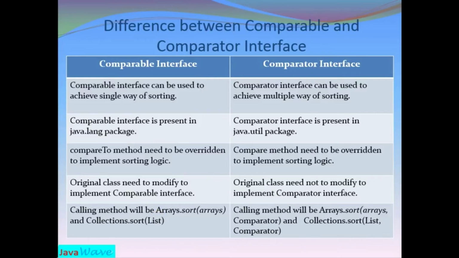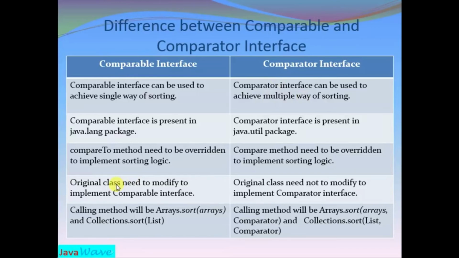So let's check their differences also, which was our original interview question. Comparable interface can be used to achieve a single way of sorting, whereas comparator interface can be used to achieve multiple ways of sorting. Comparable interface is present in java.lang package, whereas comparator interface is present in java.util package. The compareTo method needs to be overridden to implement sorting logic in the case of comparable interface, and the compare method needs to be overridden to implement sorting logic in case of comparator interface.